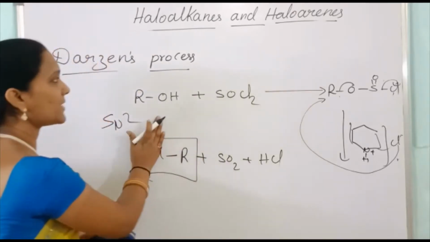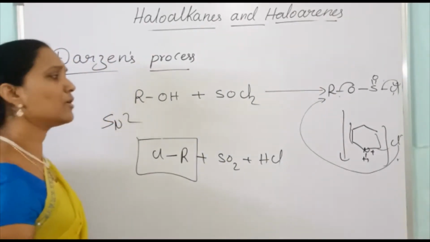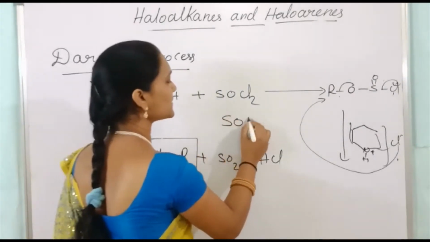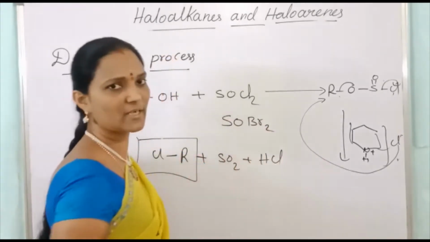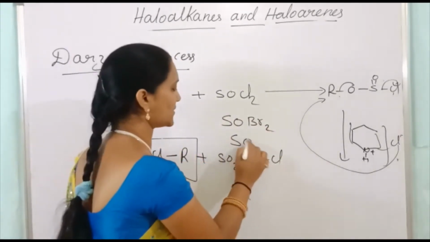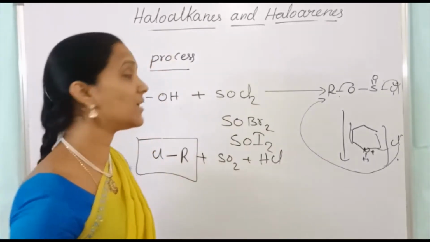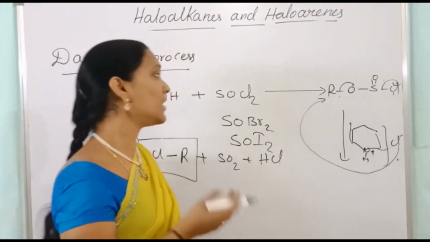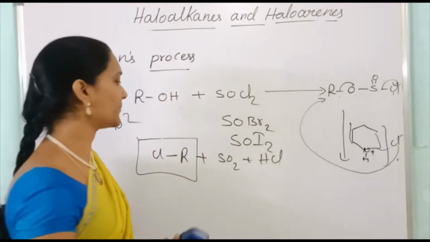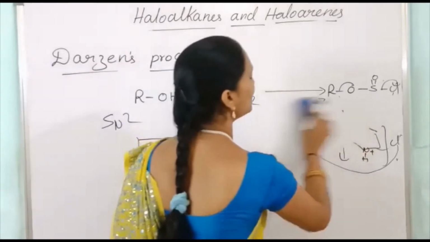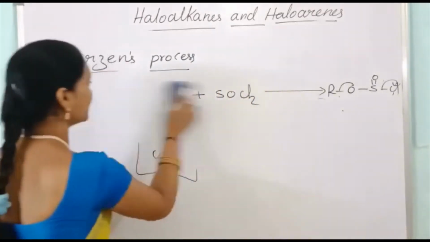So this is the best method for the preparation of chlorides. Bromides we can also prepare with SOBr2, but it is less stable, and SOI2 does not exist. That's why this is not good for the preparation of iodides. SOI2 does not exist, SOBr2 is less stable, and SOCl2 is the best one. So for chlorides, the best method is Darzens' process.